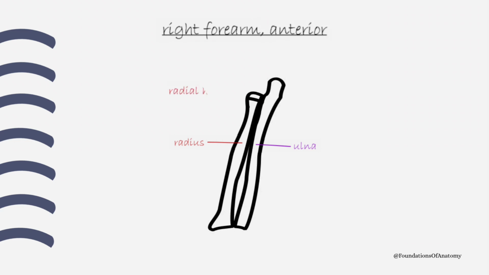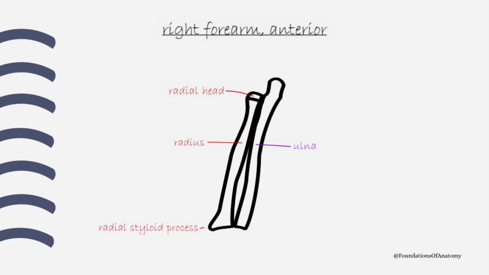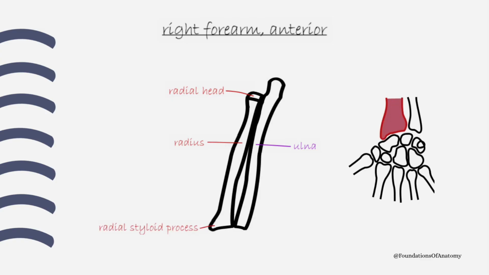The head of the radius is the round disc at the proximal end of the bone. It articulates with both the humerus and the ulna next to it to allow for movement around each. The radius is more prominent at its distal end, where the radial styloid process assists with wrist joint stability.